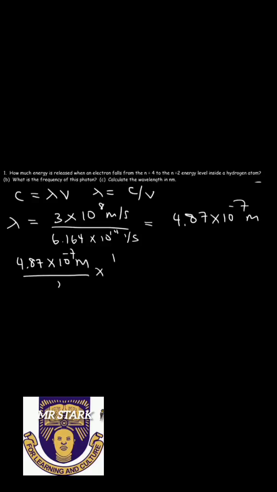Now you need to know that 1 nanometer is equivalent to 10 to the minus 9 meters. So you can take the answer that we have, 4.87 times 10 to the minus 7, and divide it by 1 times 10 to the negative 9. And so this is equal to 487 nanometers. So that's how you can calculate the wavelength of this photon.